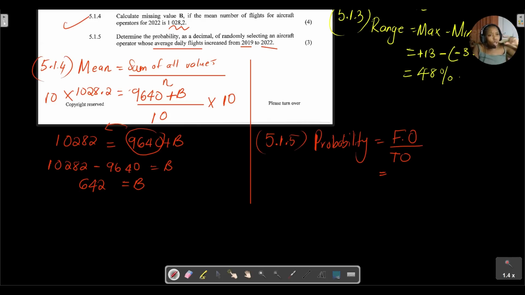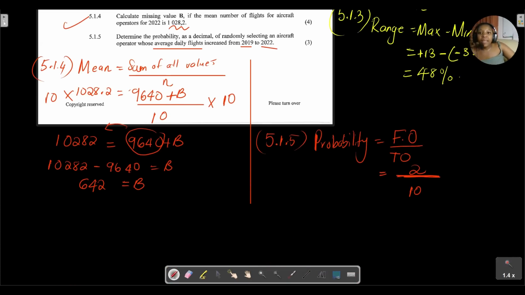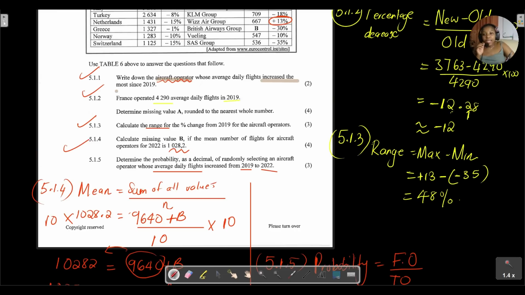So we're going to count where there's a positive, because where there's a positive, it's just indicating that there's an increase. Divided by, what are the total outcomes? We just have 10 there. So divided by 10. So let's just count where there's a positive. It's 1, it's 2, it's just 2. So it's 2 over 10, and then they want it as a decimal. So as a decimal, it's going to be 0.2. Then that's basically done. So we've basically completed our question 5.1.5.